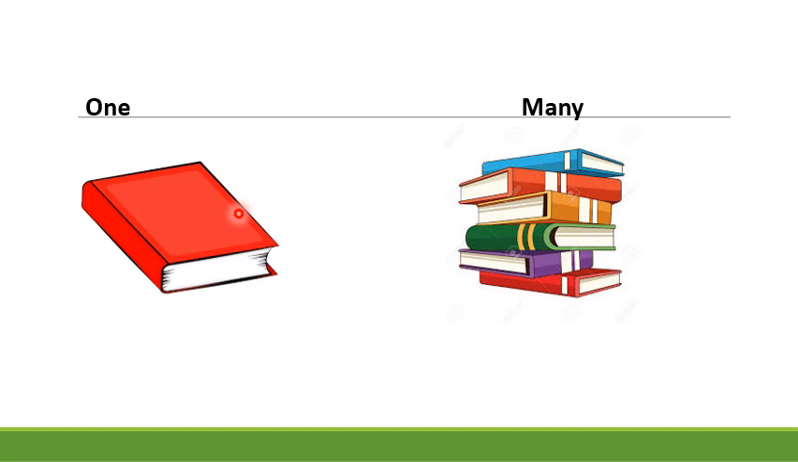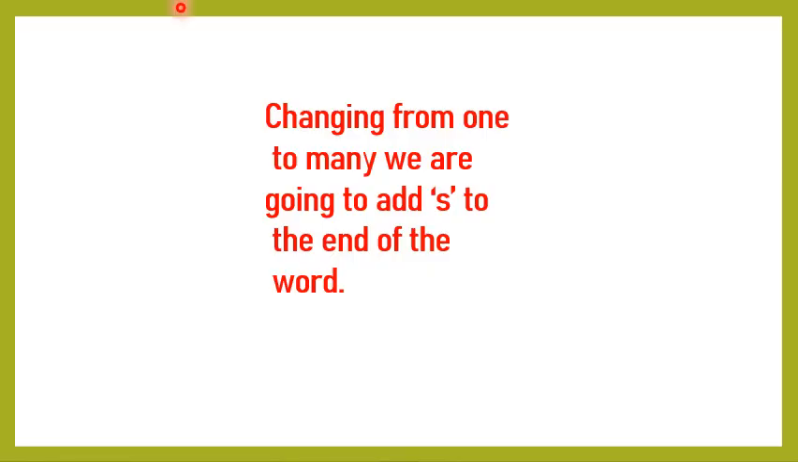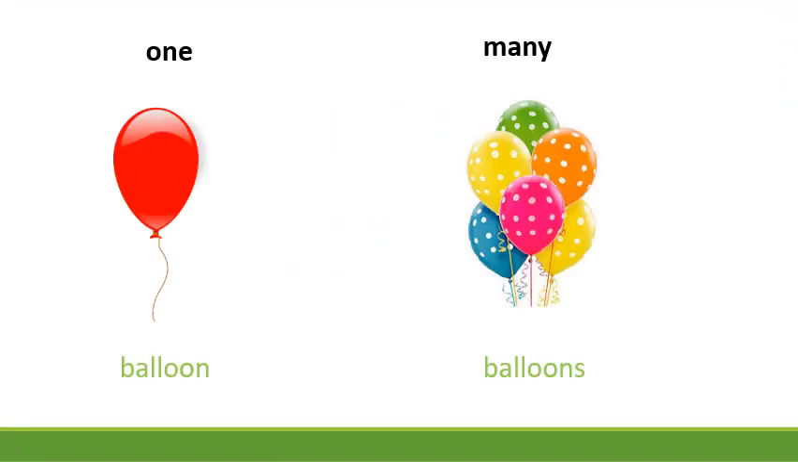Can we repeat one more time? One means only one, and more than one means many. So today our English grammar topic is one and many. Changing from one to many, we are going to add s to the end of the word. Now let's see how we convert one to many.